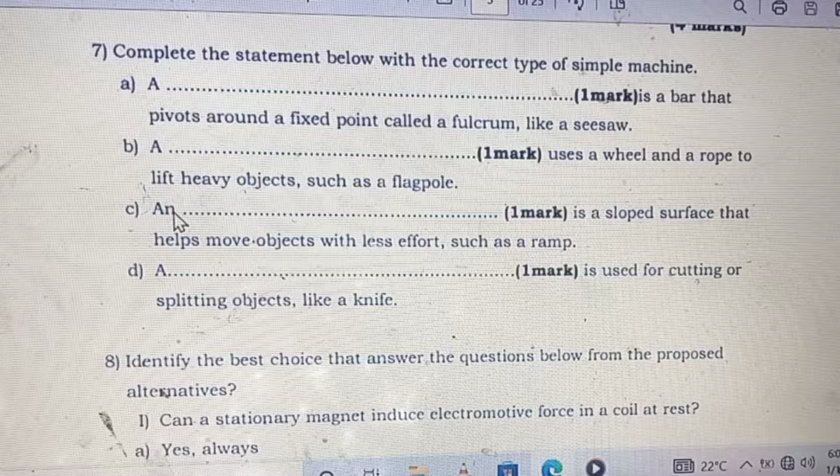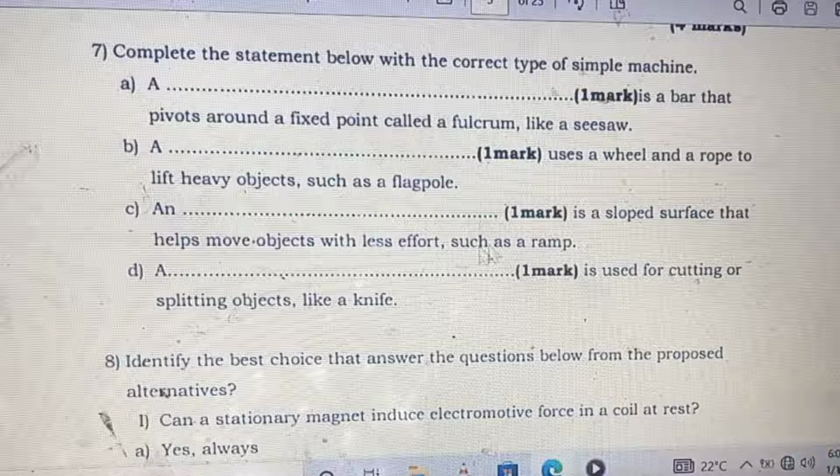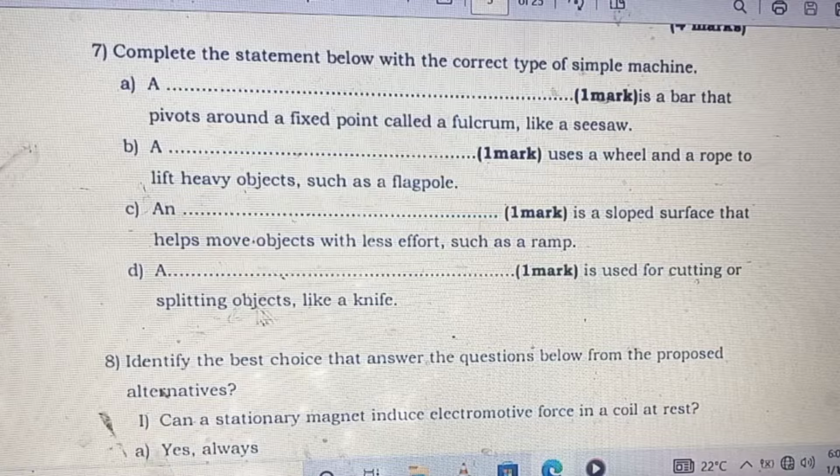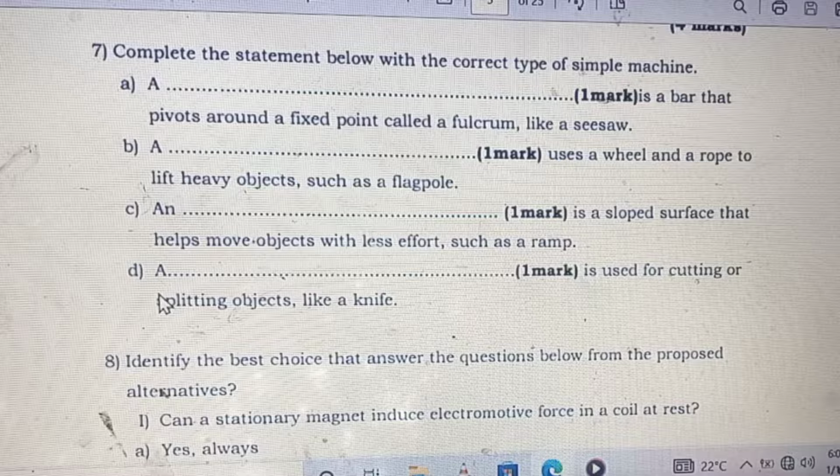C. An dash dash is a sloped surface that helps move objects with less effort, such as a ramp. The correct type is called inclined plane. D. A dash dash is used for cutting or splitting objects, like a knife. The correct type is called wedge. Next.